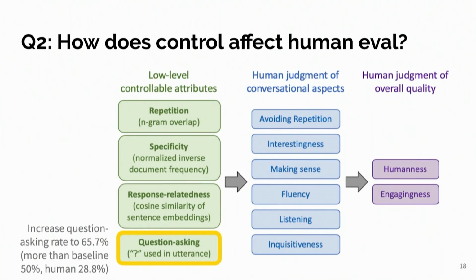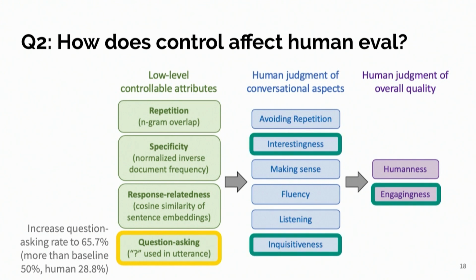And then lastly, we tried controlling question asking. We were able to control whether we ask questions none of the time or all of the time and several points in between. Here we found that when we increased our question asking rate to about 66%, which is more than our baseline and quite a lot more than the humans when they talk to each other, this gave an improvement in several scores. Apparently this was a more appropriate level of question asking, and it was voted more interesting and more engaging. So maybe the takeaway here is that people like talking about themselves, so if you ask them lots of questions, then they rate that better.